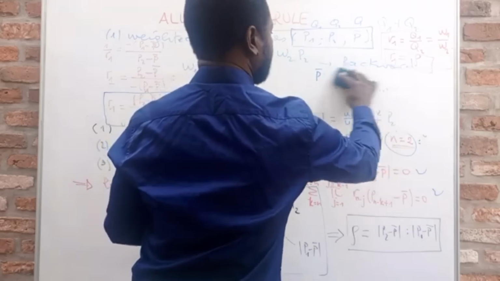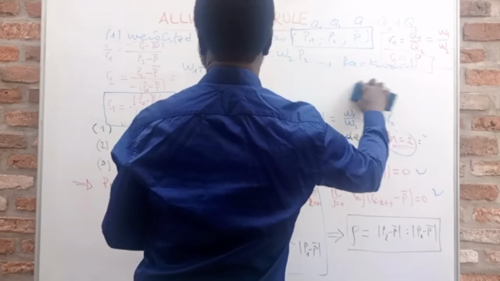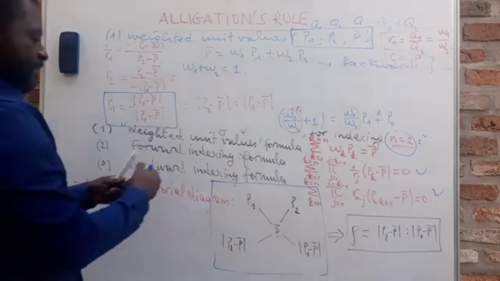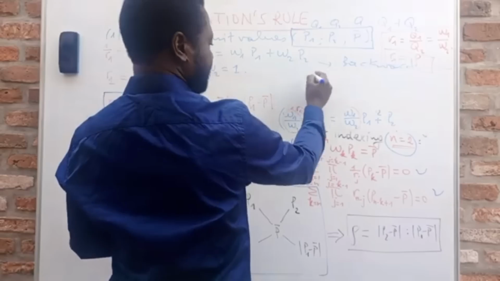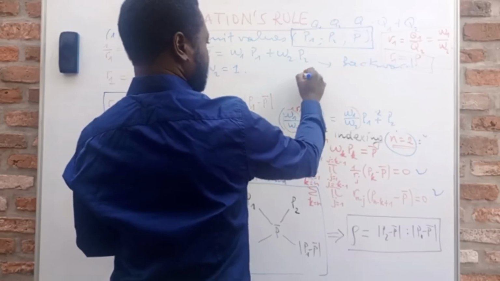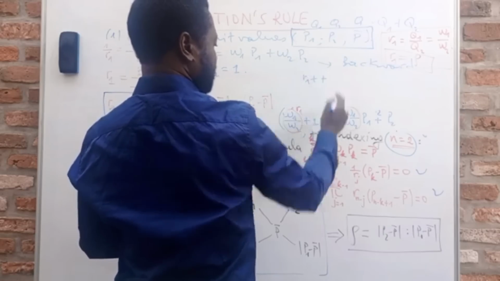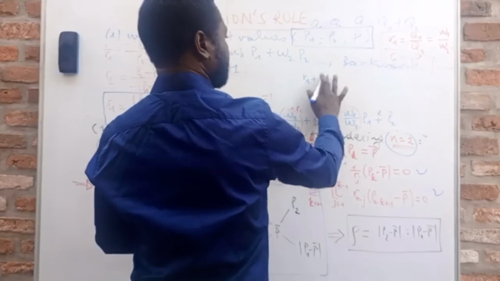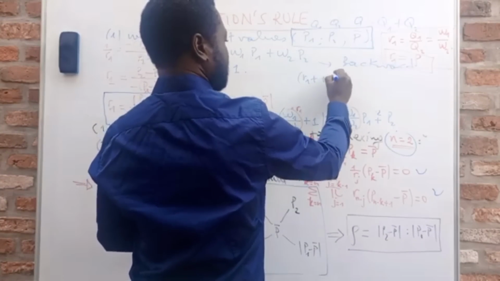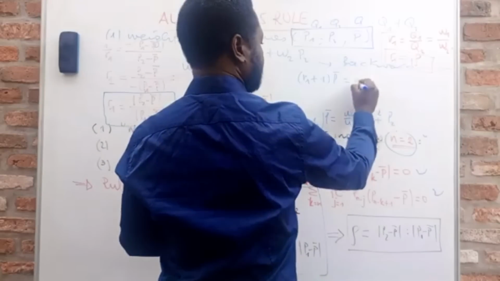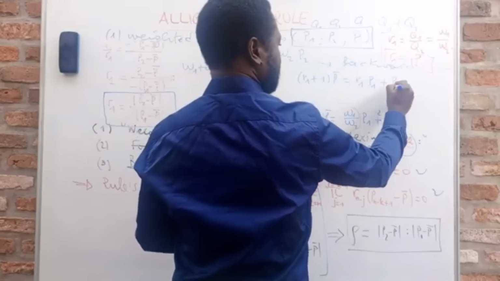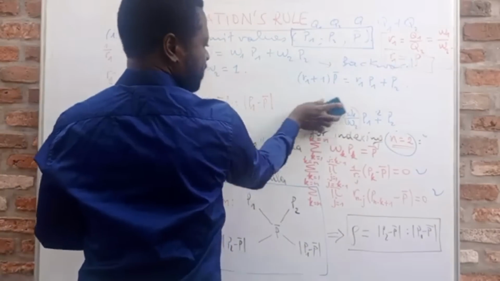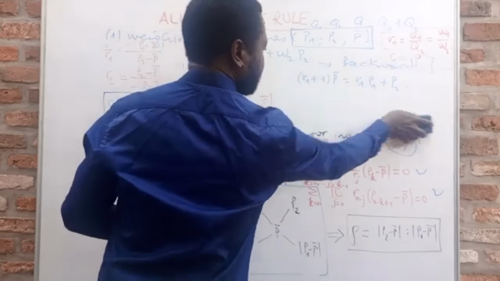This is what we're going to do in this backward indexing method from the weighted unit values. So we are going to have R sub 1 plus, oh, I forgot again, P bar here. So now plus 1 times P bar, this is equal to R sub 1, P sub 1 plus P sub 2. Okay, now in this case, what am I going to obtain from this identity?